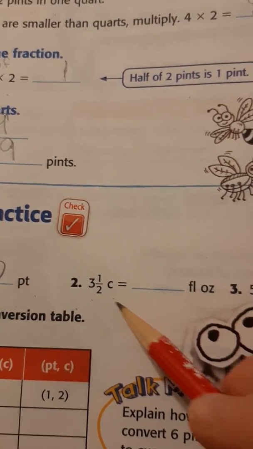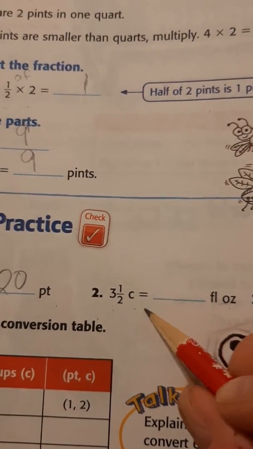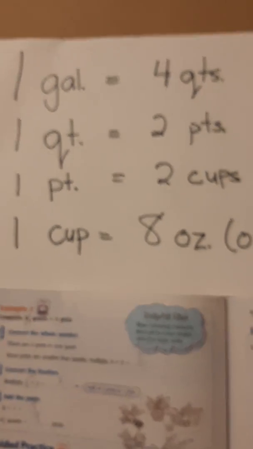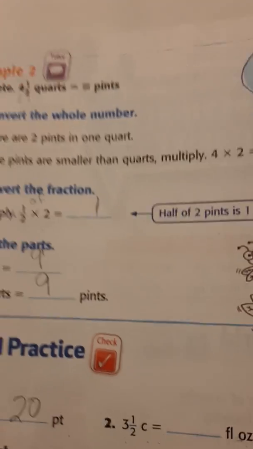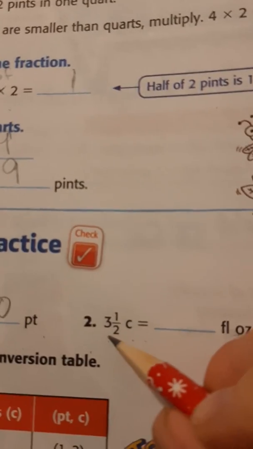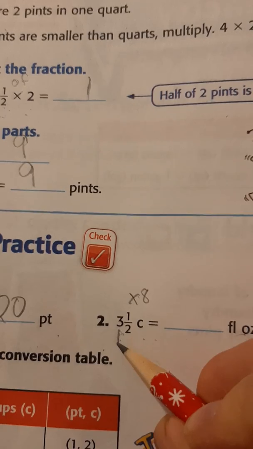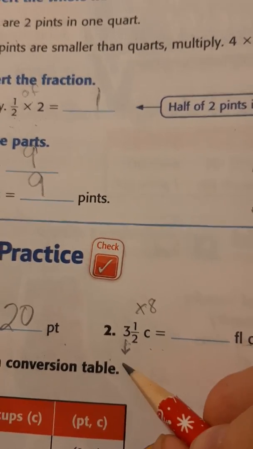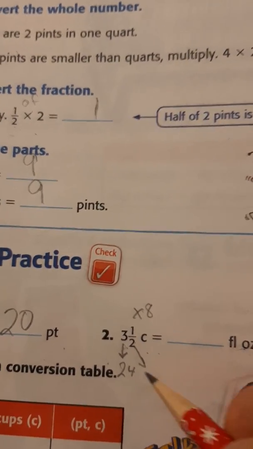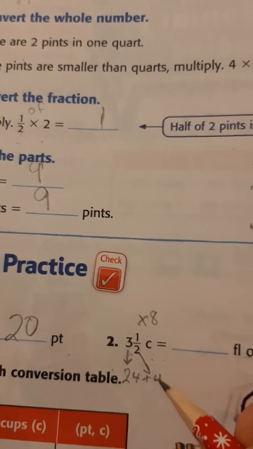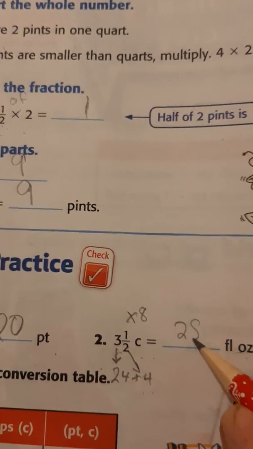3.5 cups equals how many ounces? So look, you know that there are how many ounces in a cup? Let's take a look. 1 cup has 8 ounces, okay? Now this one is one with a fraction, so you're going to have to do each of these. Remember, it's times 8. So what is 3 times 8? 3 times 8 is 24. Now what's half of 8? Well, you all know that. It's 4. So 24 plus 4 equals 28.